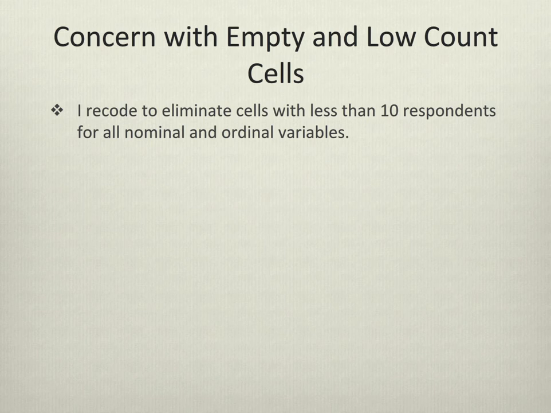Don't forget, if there are very few people in some categories, you're going to want to collapse those categories into fewer. If you have less than 10 respondents in any nominal or ordinal variable's categories, you don't have enough people in there for the test to work properly.